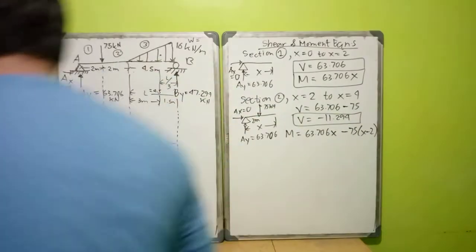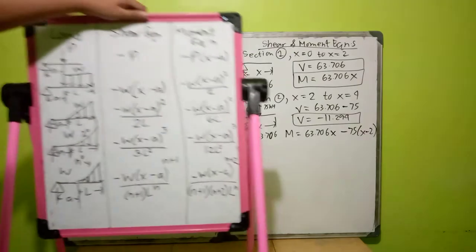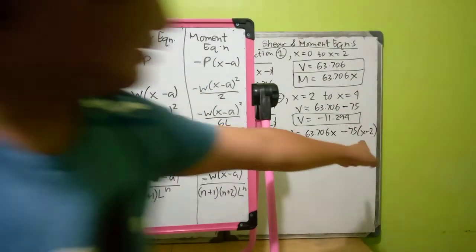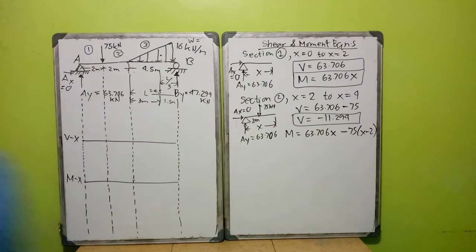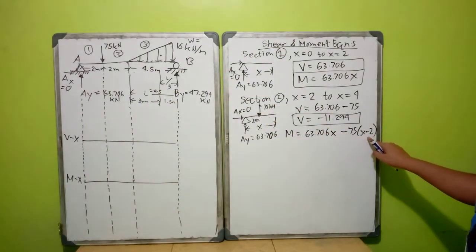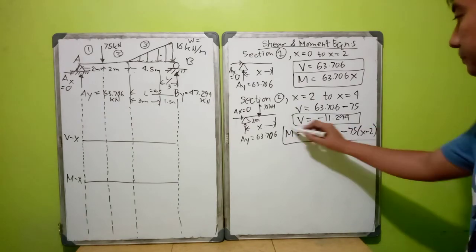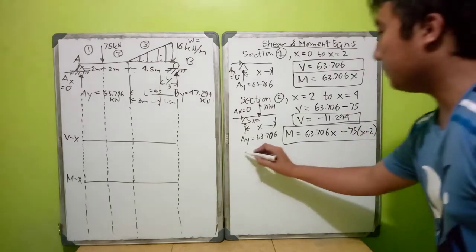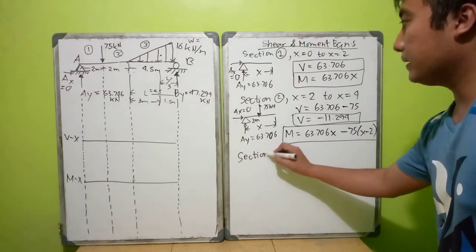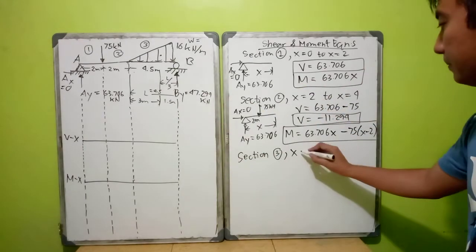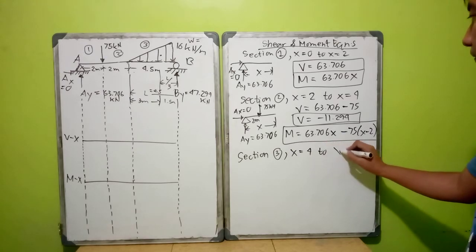Can you see it? Negative P times A, so we do it here. Your P is 75, your point load, and then your A is 2. So that's why we get this value. So this is your formula. You can simplify this or you may not simplify this. The important thing is you can properly construct your shear and moment diagram. And then the last is from x equal to 4 to x equal to 8.5.